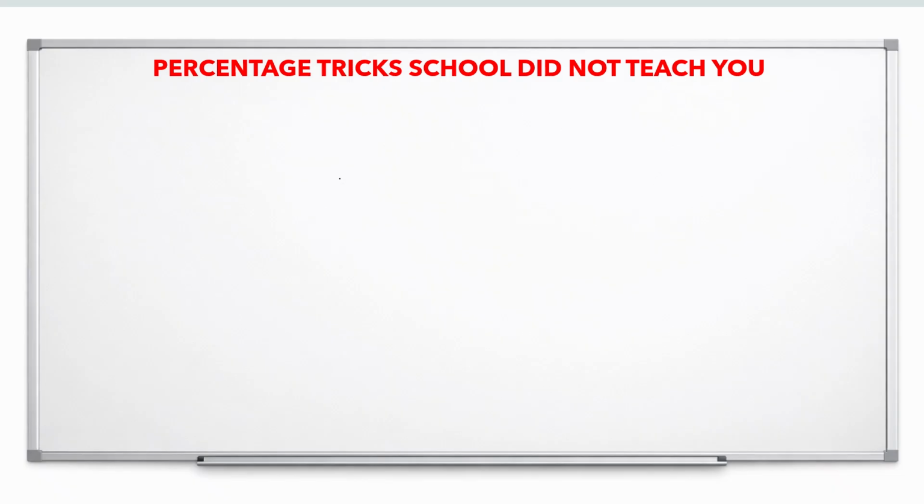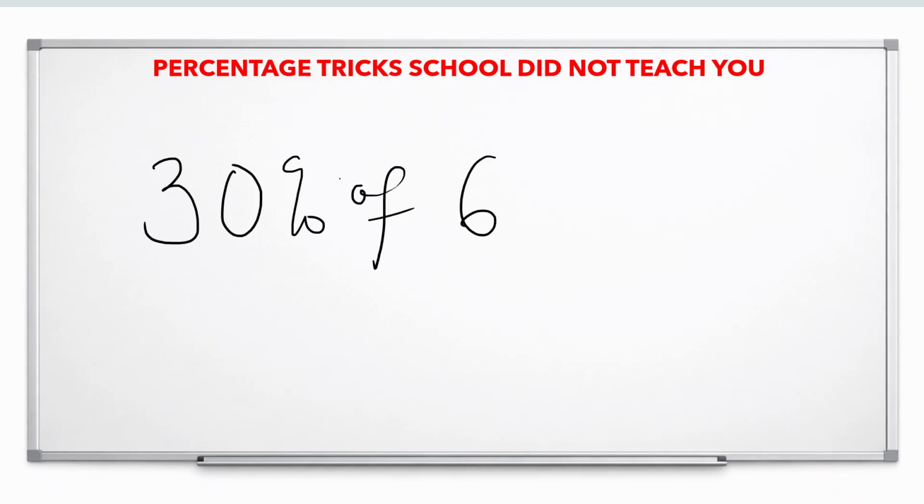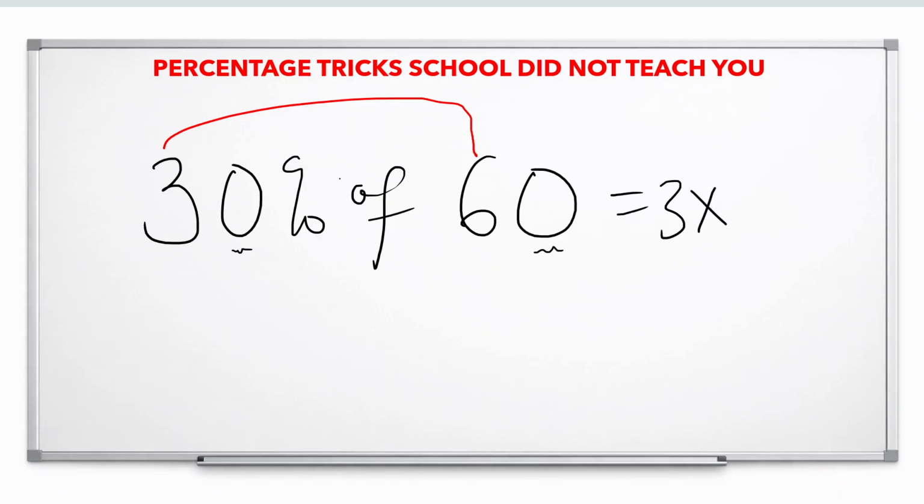The first trick is if you have 30% of 60. If you have a look at this, both of them are in their tens ending with 0. So the first trick is that just multiply 3 and 6 together, ignoring the 0. So here the percentage is going to be equals to 3 times 6, which is 18. That is 30% of 60 is going to be 18.